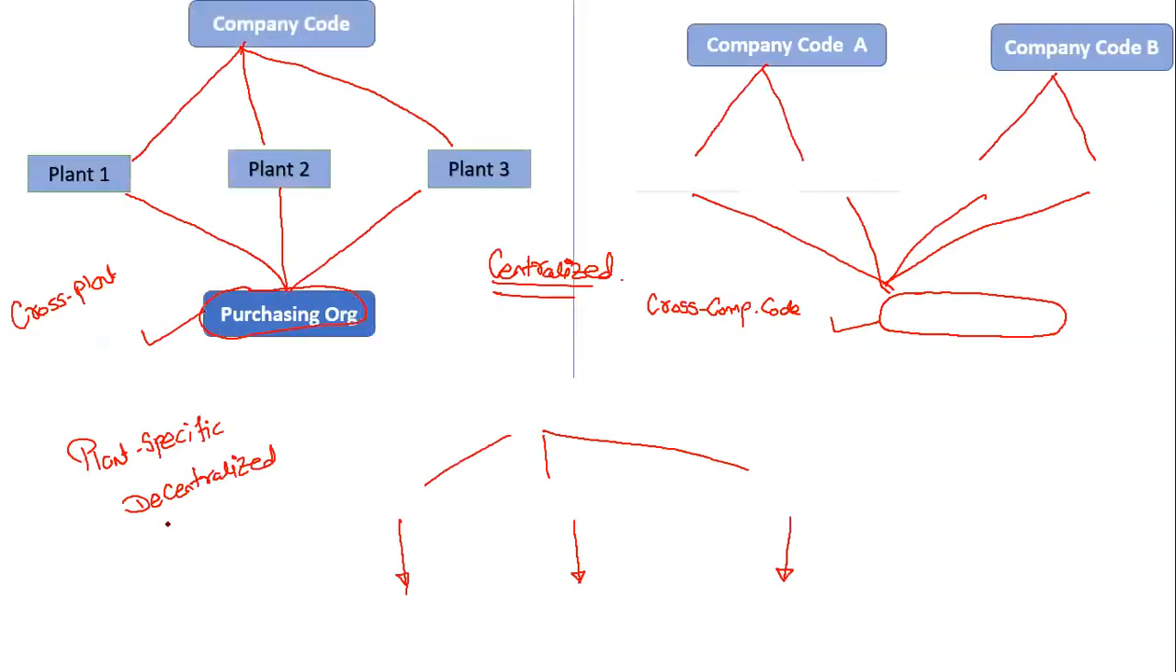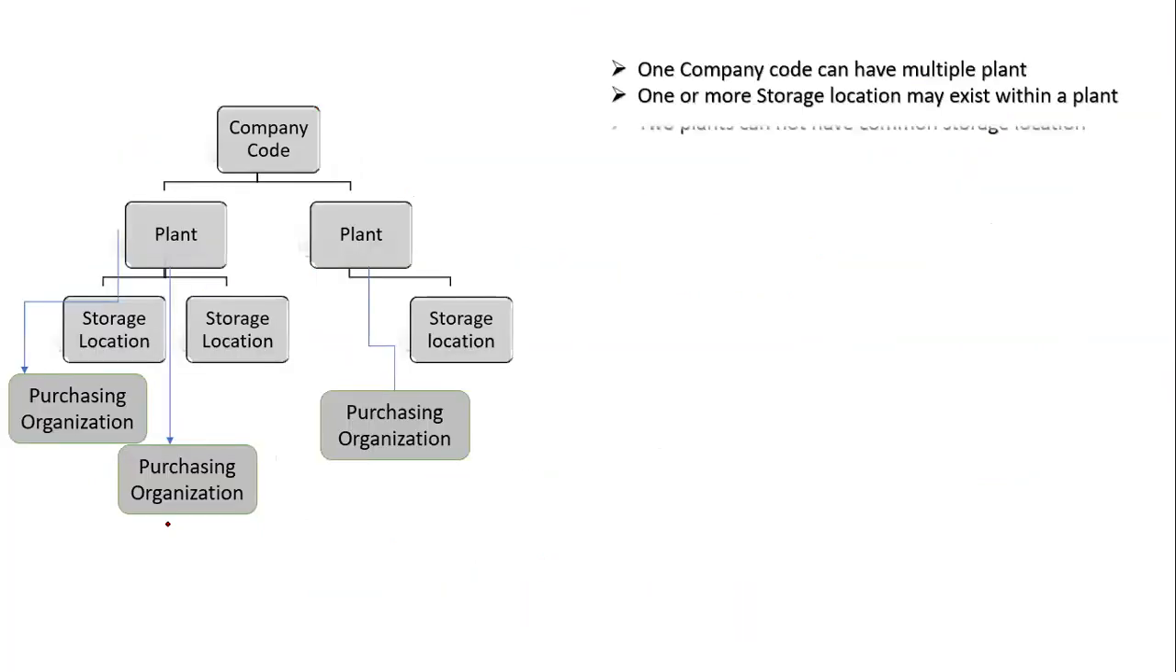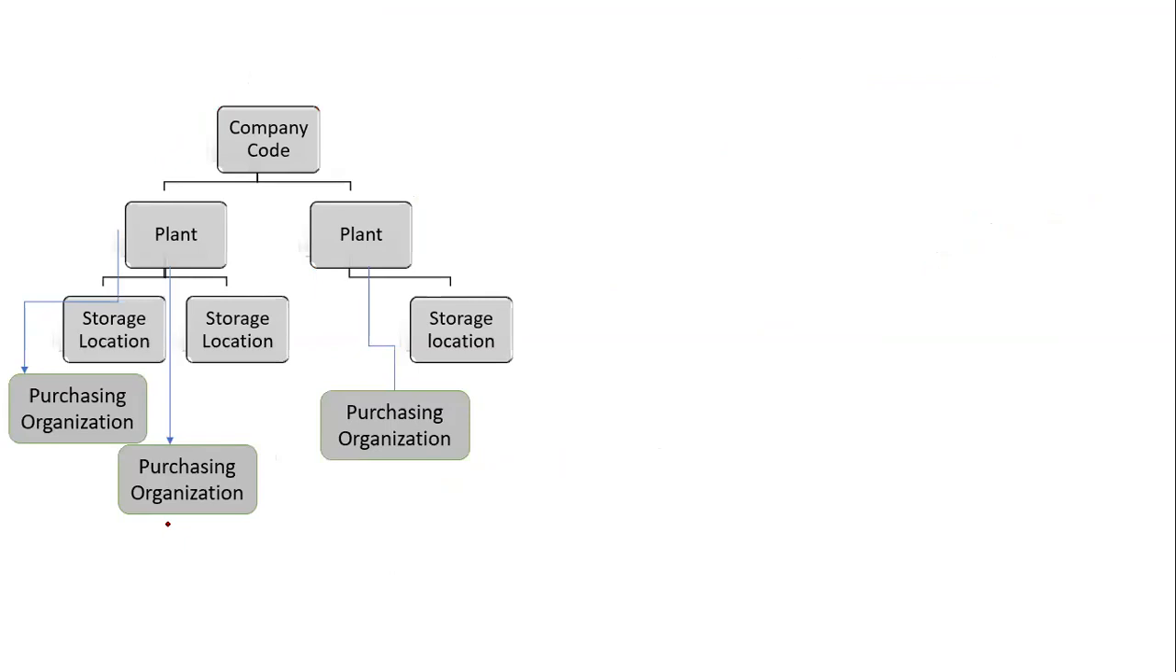Next, we have seen company code, we have seen plant. Under the plant we have a storage location, and under the plant we have a purchasing organization. So this is the org structure of SAP MM, and this is the hierarchy. Now let's see what the possible assignments are.